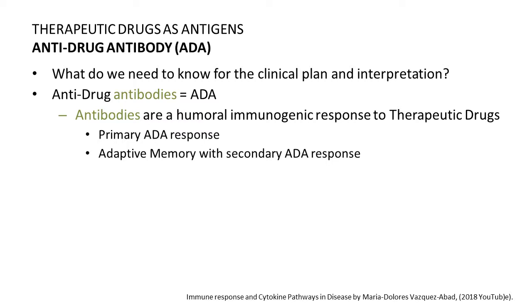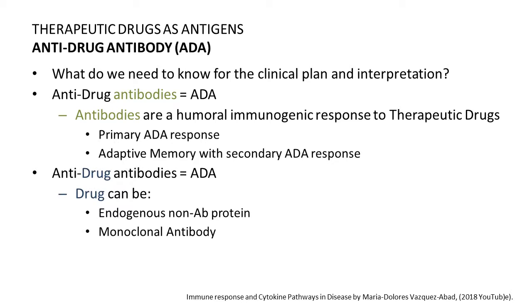So first, anti-drug antibodies are antibodies. It's the humoral immunogenic response to therapeutic drugs. And because they are antibodies, they're going to follow the B cell response that we understand, which can have a primary antibody response, or it could have an adaptive memory with a secondary response. I'll go over that because it is important for us to understand. Anti-drug antibodies are humoral responses that have primary and potential secondary responses. So we need to remember what the features of those are so that we can interpret the anti-drug antibody data that we see.